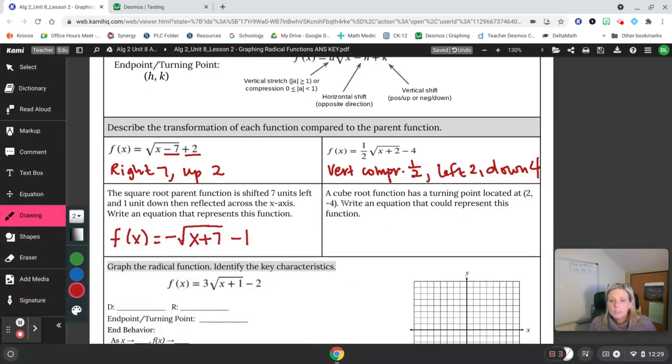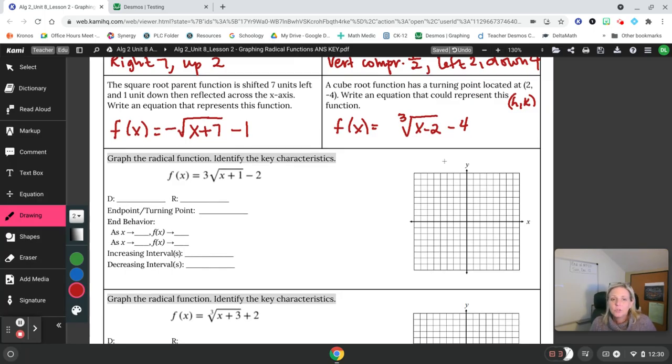In the next one, it says a cube root function. So again, I'm going to start with f of x equals. Now I'm looking for a cube root, and they tell me it has a turning point at 2, -4. Well, remember, my turning point is my HK. So that tells me that my h is 2, so I would say x minus 2, and my k is a -4, so I put a -4 out here. There isn't a reflection and there's no compression or stretch, so that would be our equation.